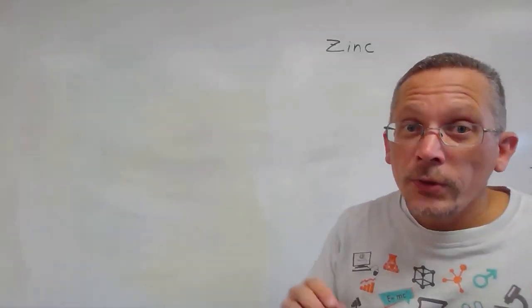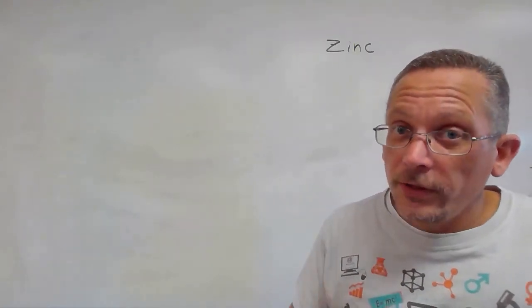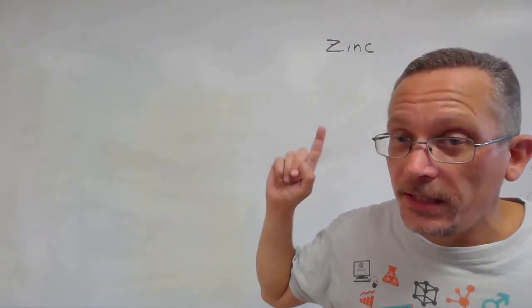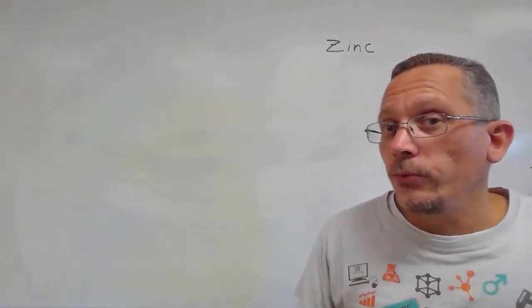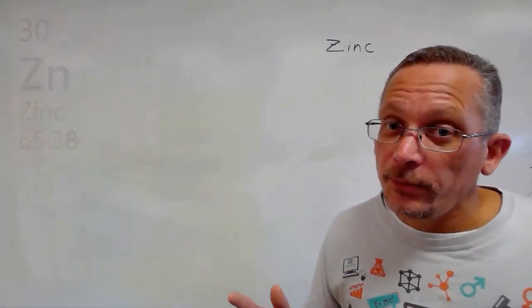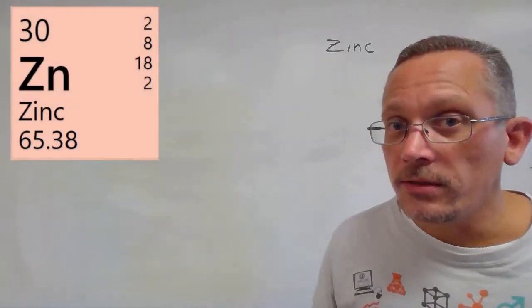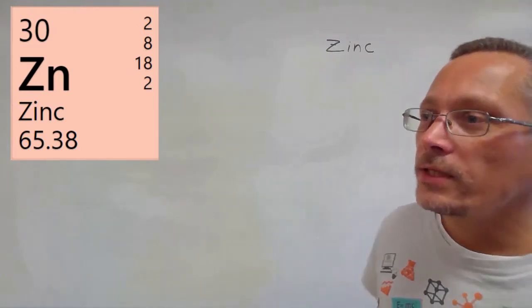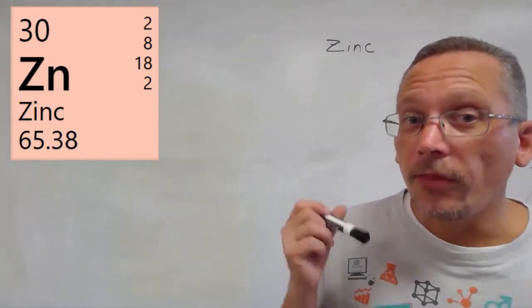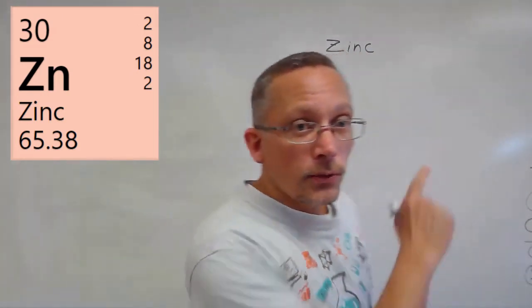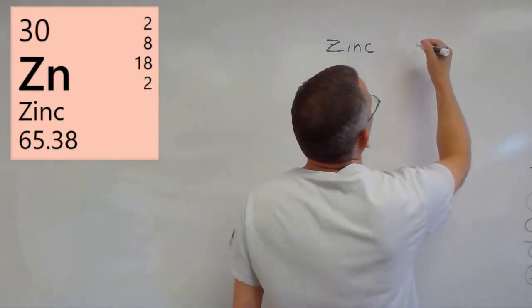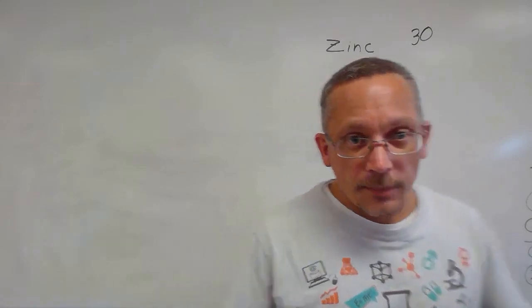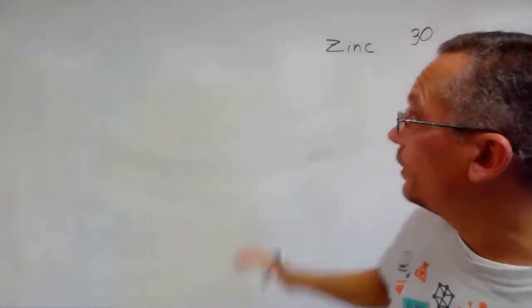Let's write out the electron configuration for zinc. The first thing we need to do is find zinc on the periodic table and see how many electrons are in an atom of zinc. If I find it over there, we can see that zinc is number 30. It's got 30 electrons. So over here, I'm going to write 30, and I'm going to keep a running total of what I've done.